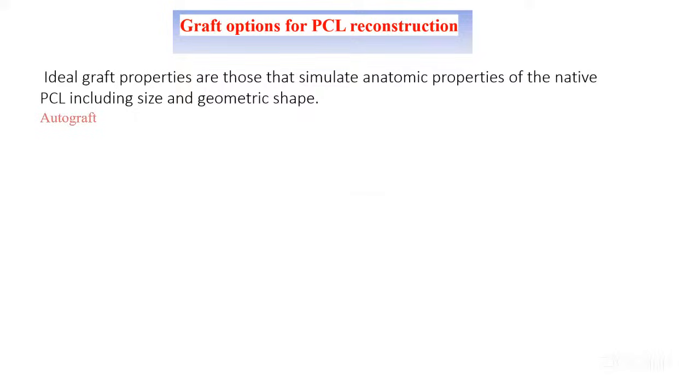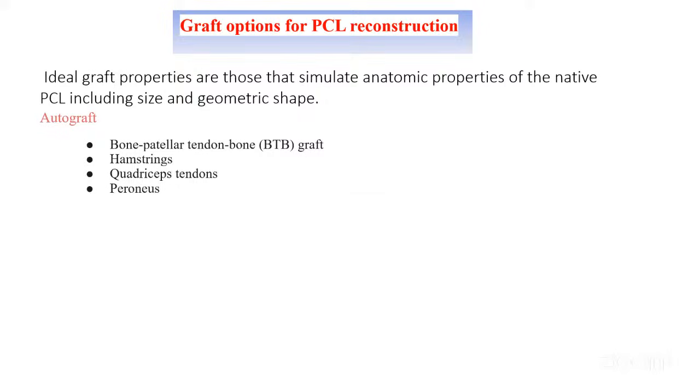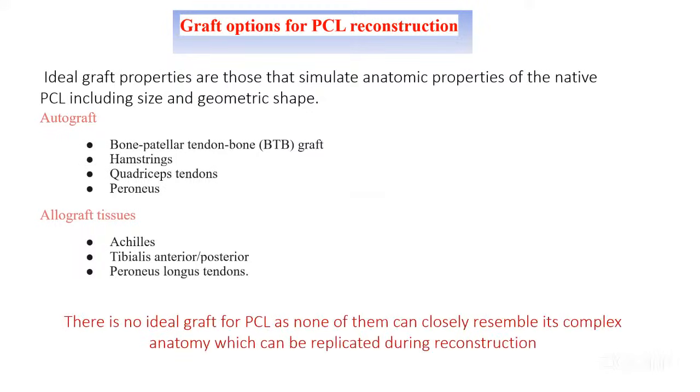One is autograft and the other one is allograft. When we are coming to the autograft, the most important are the bone patellar tendon bone graft, hamstring graft, quadriceps tendon graft, and peroneus graft. The second one is allograft tissues, mostly Achilles tendon allograft. The others are tibialis anterior, posterior, and peroneus longus tendon, also used as allograft. And recently, synthetic grafts are also being used for PCL reconstruction.